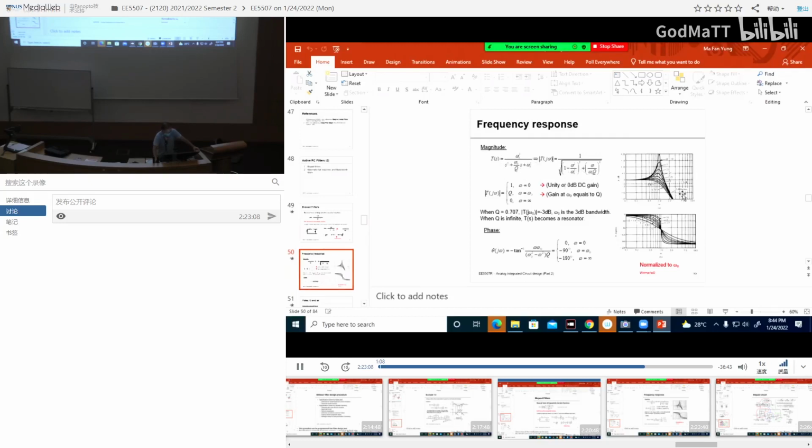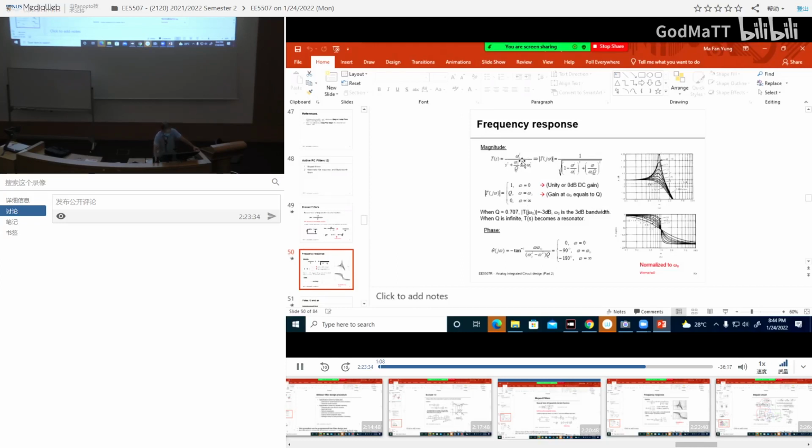If you look at the transfer function, you see that depending on the different value of Q, the biquad has a big overshoot and then comes down. And how high is this peak depends on the Q. The higher the Q, the higher this peak is.